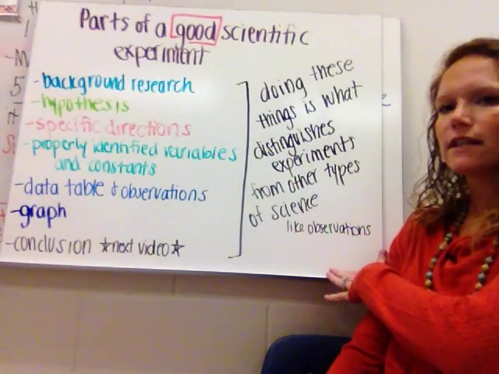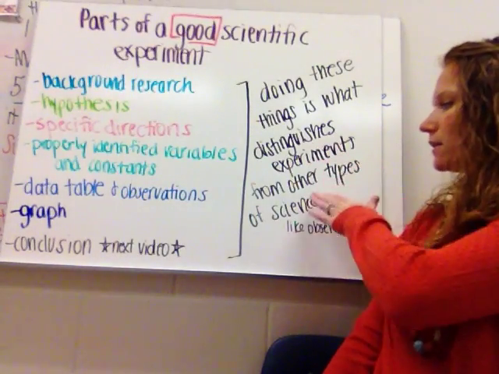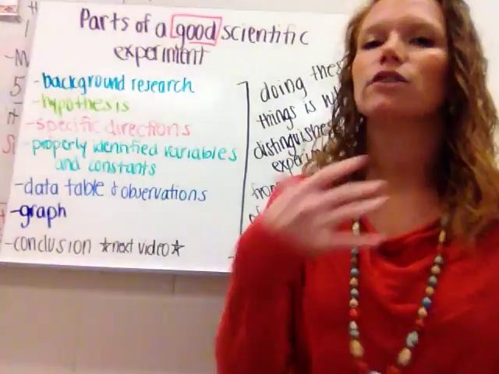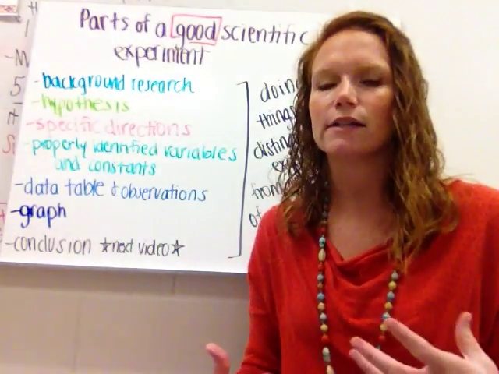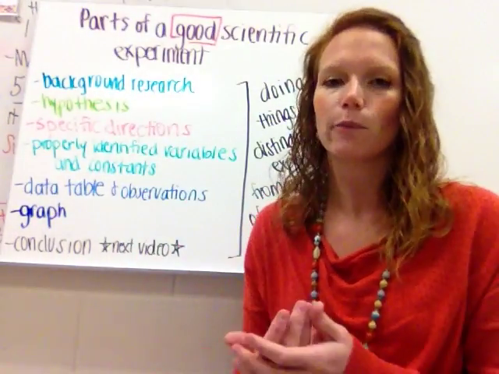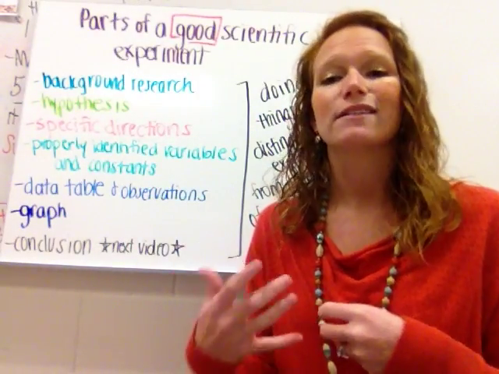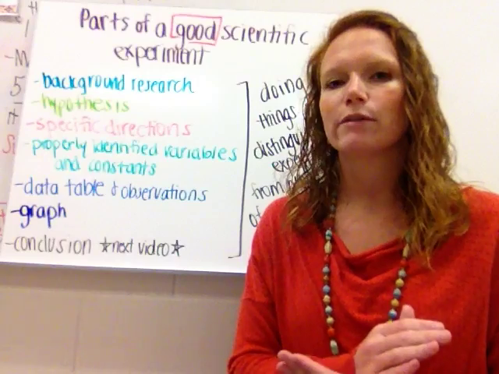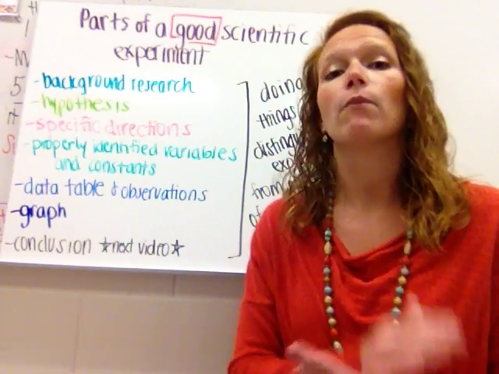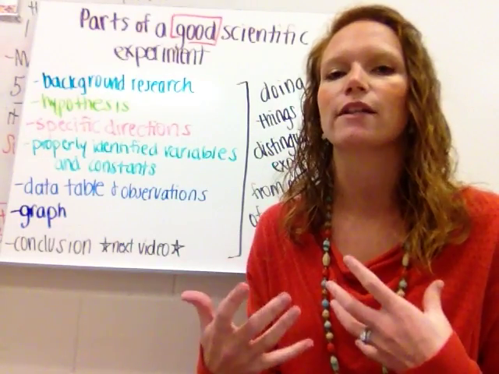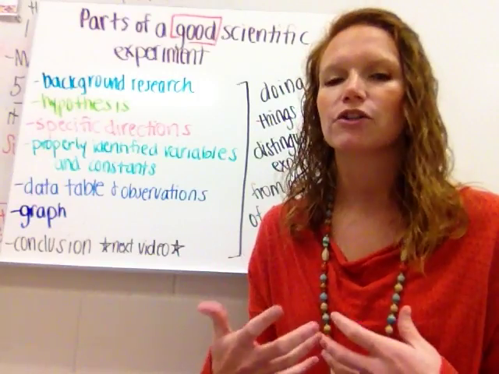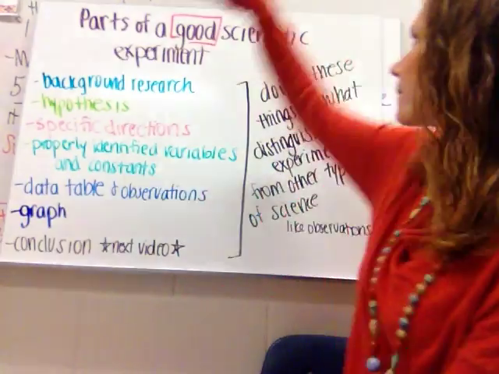Now, doing all of these things distinguishes experiments from other types of science, such as observations. Not all science has been discovered doing big, giant, formal experiments. Some of them have been more subtle, just observations, stuff like that. But when we do experiments, we want to make sure they're good quality. And when we're doing science where we are going to be discovering things in experiment form, we want to make sure that these are good experiments.